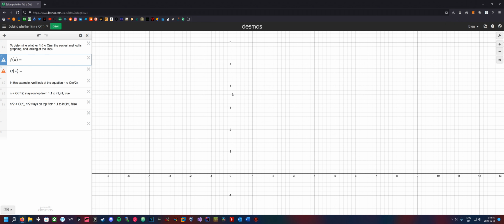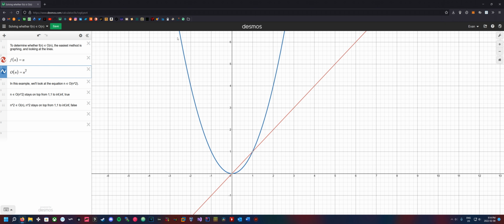Now, if we have, let's say, f of n just being n, you see we get a nice straight line, 45-degree angle, right through there from negative infinity all the way to positive infinity. And if we now plug in that O of n is n squared, you'll see that we have a nice parabola that stretches from wherever infinity that way to wherever infinity that way.